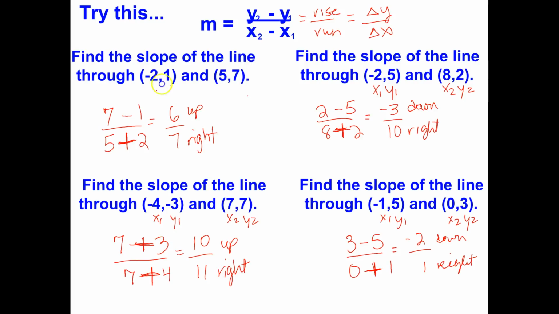Erase my stuff. So say, for instance, I let this be the ones, x sub 1, y sub 1, and this is x sub 2, y sub 2. So if I did that, I'll get 1 minus 7, y sub 2 minus y sub 1, over negative 2 minus 5. 1 minus 7 is a negative 6. Negative 2 minus 5 is a negative 7. And a negative over negative equals a positive. So you still get the same answer, because this is the rate of change of the line.